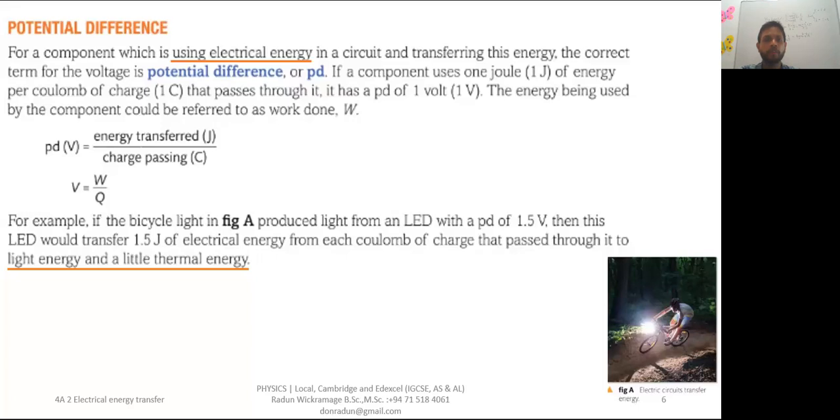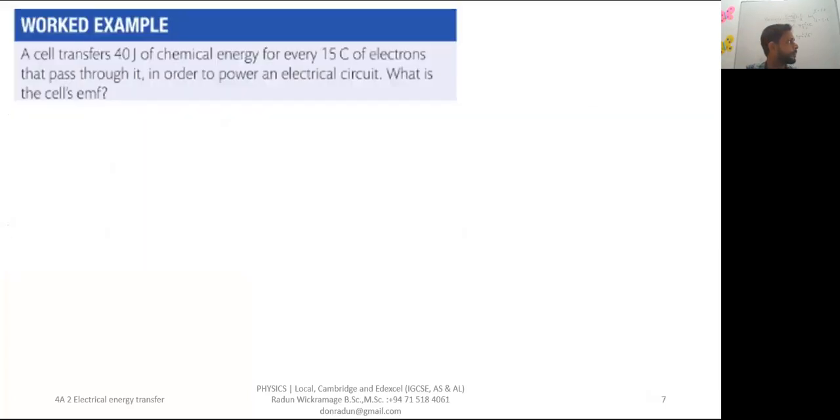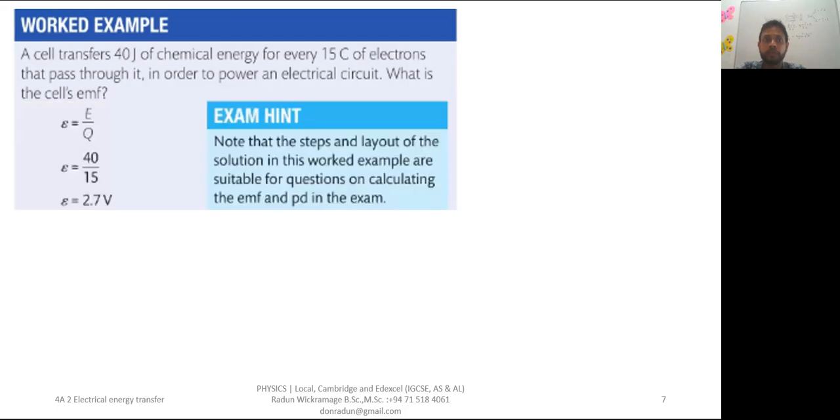Okay, right. So let's go through an example. This is there in your student book, but I'm trying to explain that, and I'll give you some questions as well. A cell transfers 40 joules of chemical energy for every 15 coulomb of electrons that passes through it in order to power an electrical circuit. What is the cell's EMF? So a cell is a good example for an EMF source because it is transferring chemical energy into electrical energy.